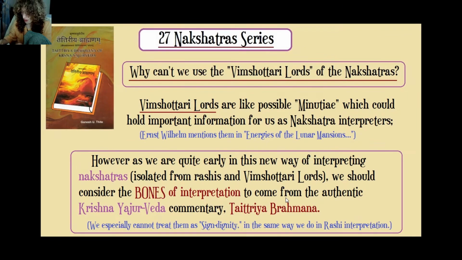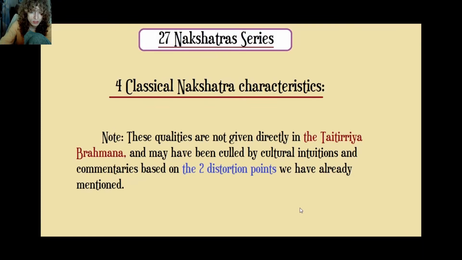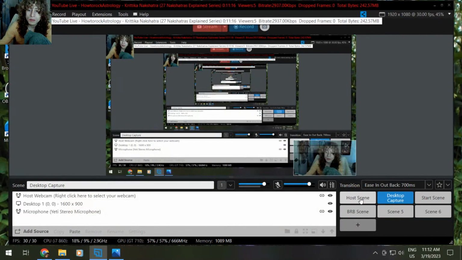There's still something useful there. You know, the minutia might be useful information down the line, and the Vimshottari lords are like that. But we should be really considering the bones of our interpretation to come from the authentic Krishna Yajur Veda commentary, the Taittiriya Brahmana. We especially can't treat them as if Venus falling into Krittika is going to be bad because the sun rules Krittika. The sun does not rule Krittika. So this is just lining out what we've got going on here, folks.